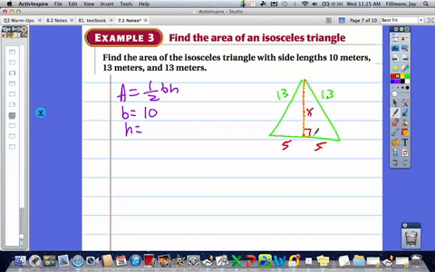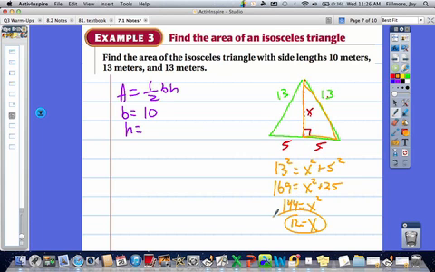So for this right triangle here, 13 squared equals x squared plus 5 squared. When we simplify this, 169 equals x squared plus 25. And we subtract 25 from both sides, so 144 is x squared. So x is 12. So that's our height. And now we can find the area. Area is 1/2 times the base of 10 times the height of 12. Our area is 60. And in this case, we're talking meters squared.